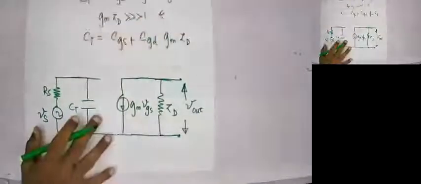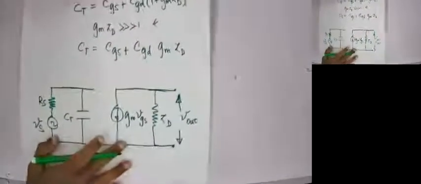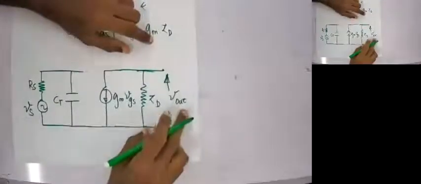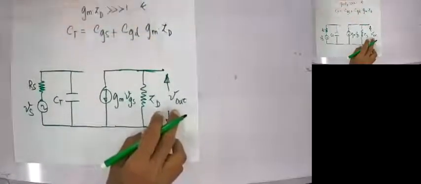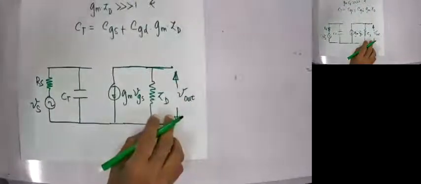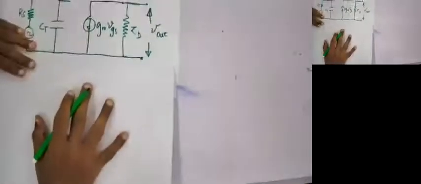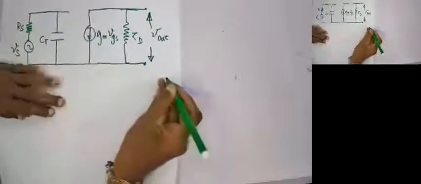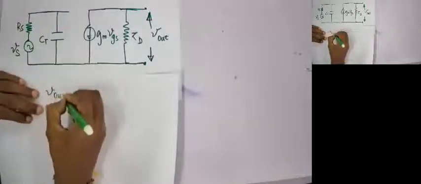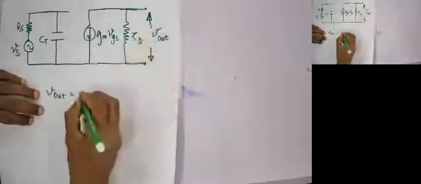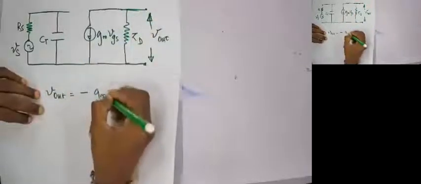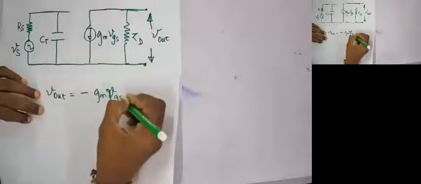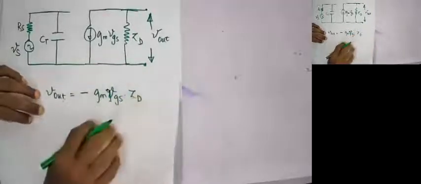I'll give this one as a practice for you. What will be your V out? I'll just start this one, but you have to complete the derivation and submit it. Write it on paper, take a photo and upload it. So V out will be minus GM into VGS into ZT.